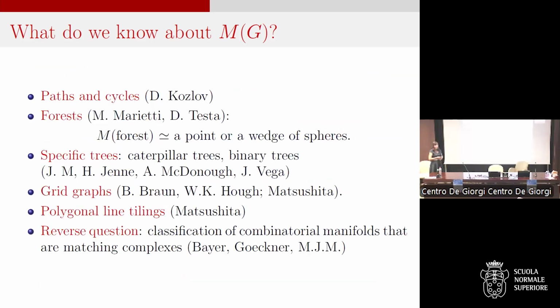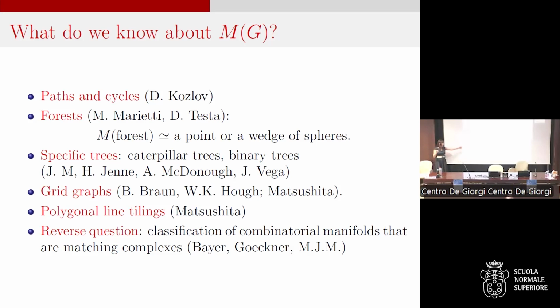What do we know apart from what we don't know for bipartite and complete graphs? We know just for some simple classes like paths, cycles, forests, so some linear structure. And we know some small things about grid graphs and polygonal line tilings. What is a polygonal line tiling? Well, you have some n, and you put n-gons one next to another. And that's what we know.